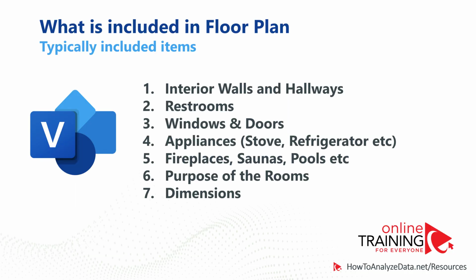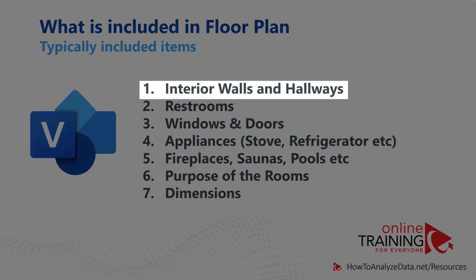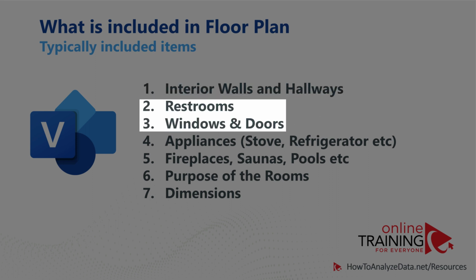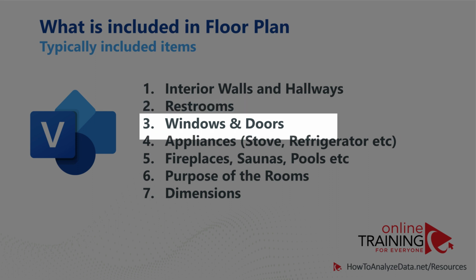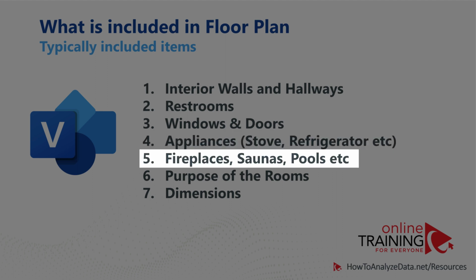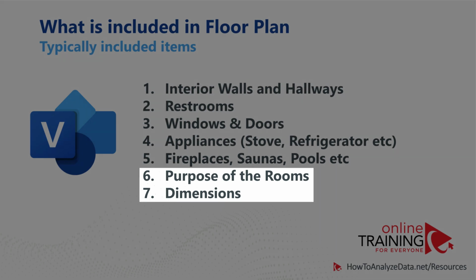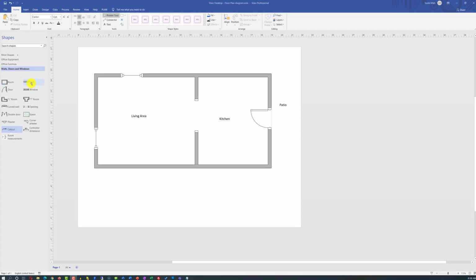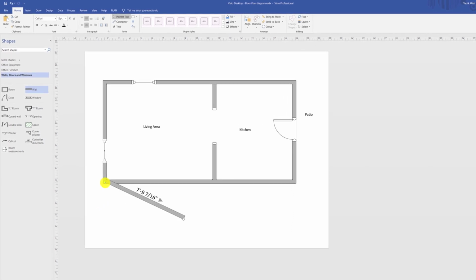There are certain items you might consider including in your floor plan diagram based on what you're trying to communicate. In addition to defining external dimensions for the area, you might want to consider including internal walls and hallways. You might consider showing restrooms, windows, and doors. In addition to defining dimensions, you might also consider showing appliances, for example, stove, refrigerator, and other appliances, as well as fireplaces, saunas, pools, and other objects. And what is also very useful on the floor plan diagram is showing the purposes of the rooms, as well as their dimensions. As you add more and more items onto your diagram, you show more and more things.